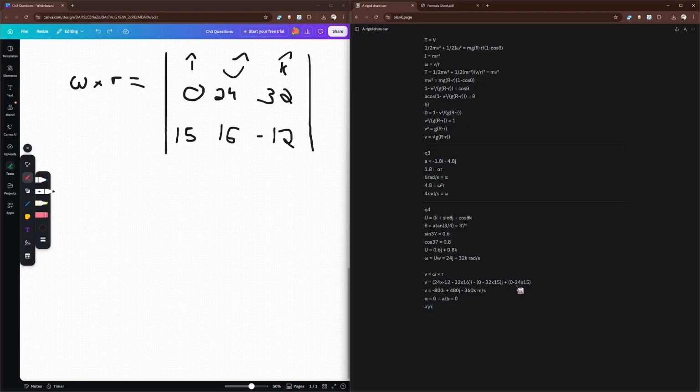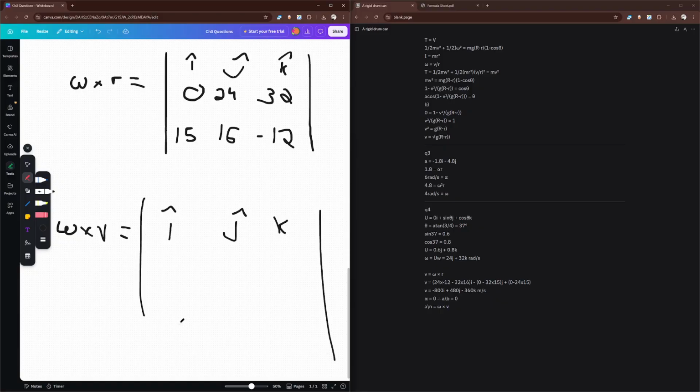And we know that a_n is just omega cross r, right? But we already computed omega cross r. So this is just omega cross v, right? And now we're going to write that here. Omega cross v is equal to i, j, k, like so. And we know that omega is 0, 24, 32. And then v is negative 800, 480, and negative 360, right?